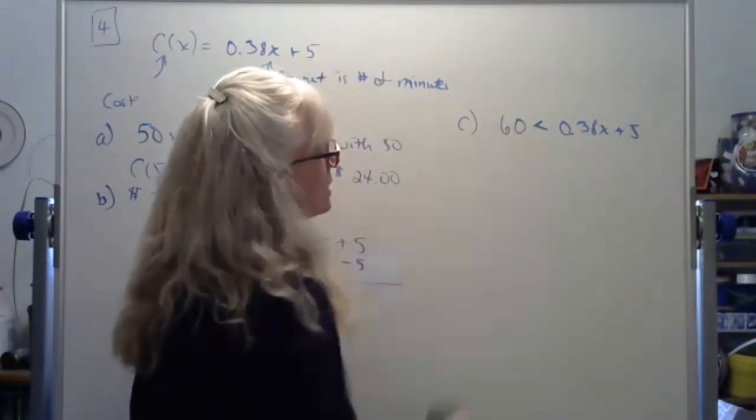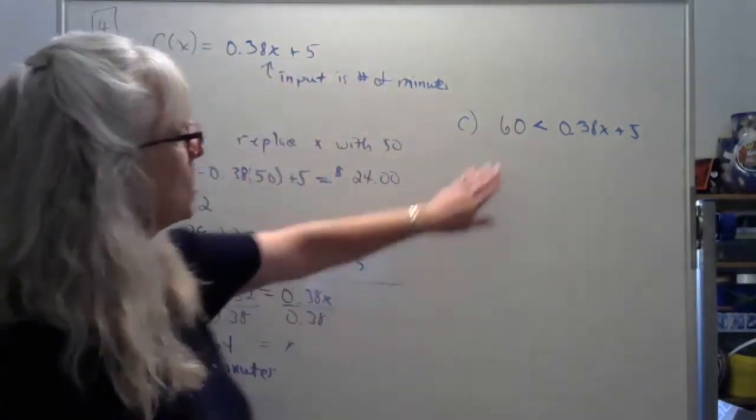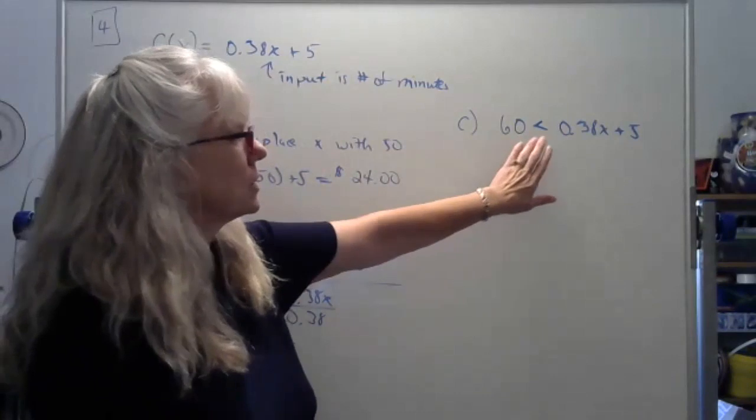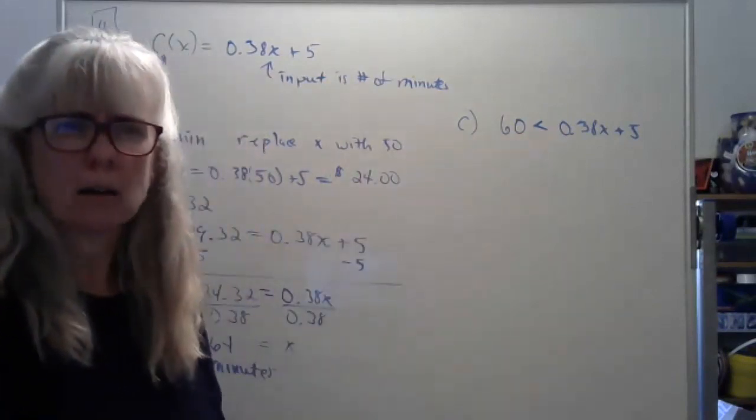Does that make sense in terms of the inequality, or should we pop that one around? So this is the most you have to spend. So is that the right inequality there, or should we have a greater than?